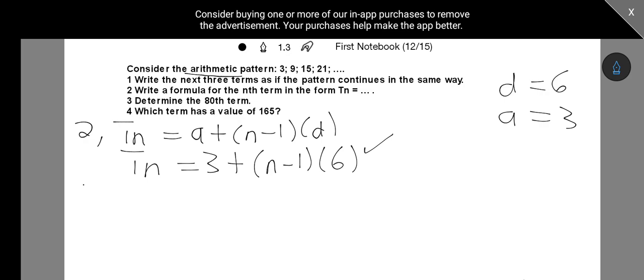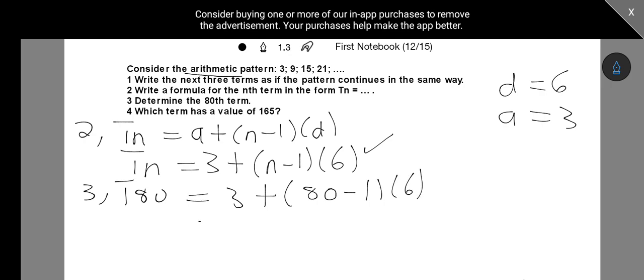Now let's do number 3. They are saying determine the 80th term. Now you are determining T80. Remember when they say determine the 80th term, you are solving for T80, meaning you want the value that will be on position number 80. So we're going to say that is 3 plus, then where there is n, we say that n stands for the position. We're going to say that it's 80 minus 1 times 6, and you have to plug that in the calculator to find your answer.